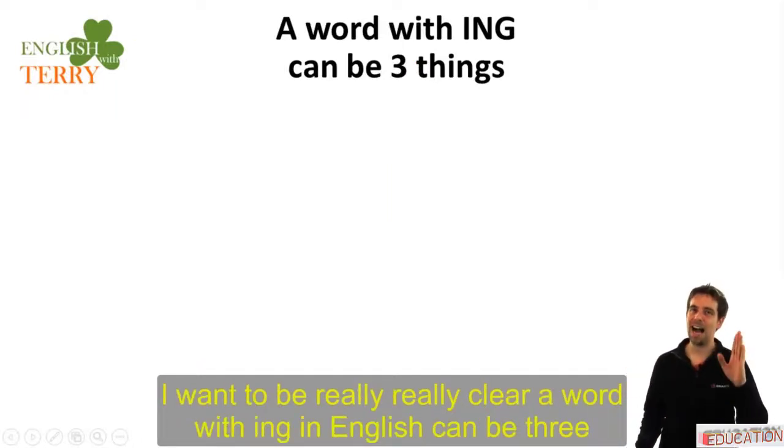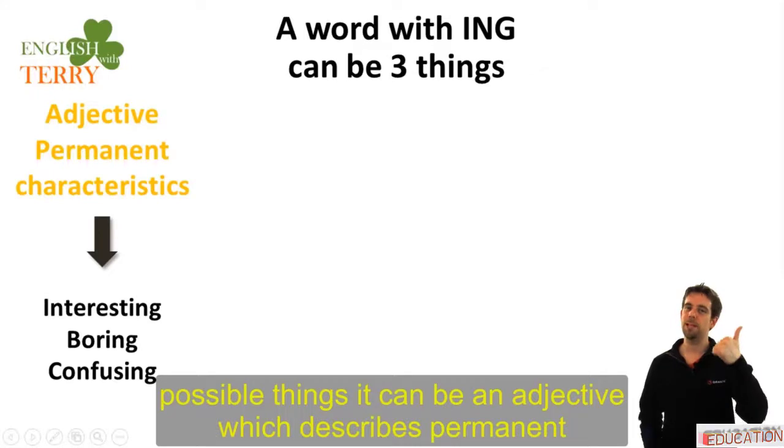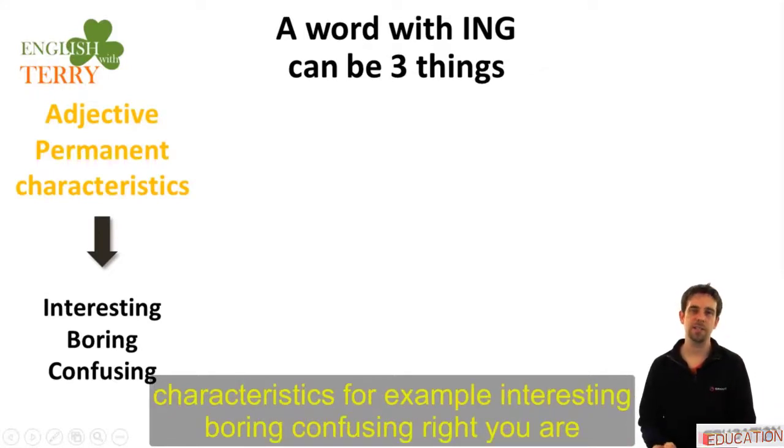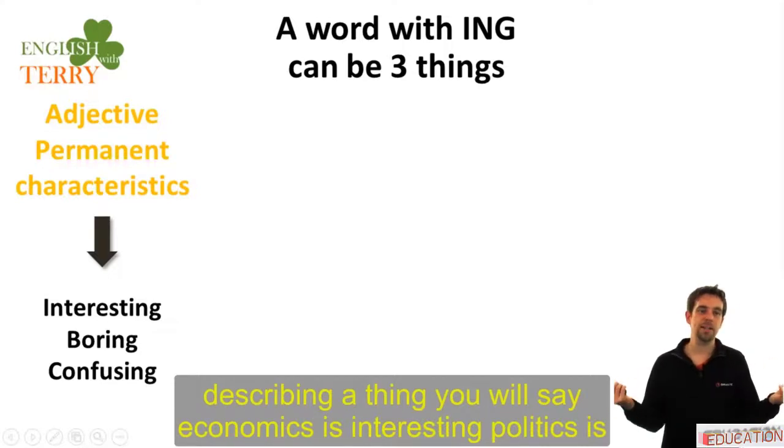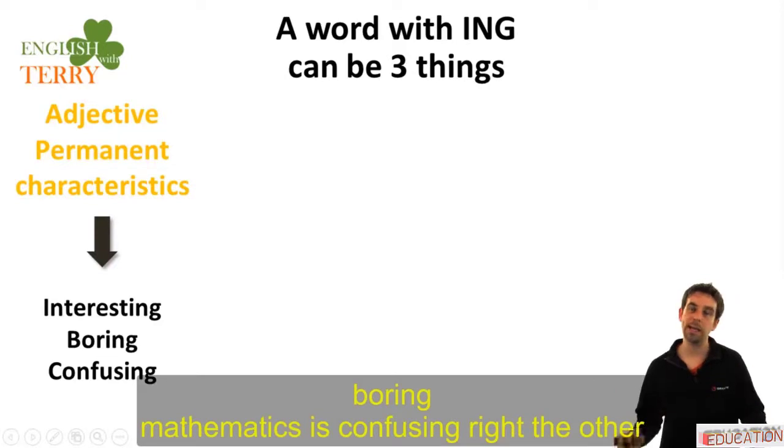A word with ing in English can be three possible things. It can be an adjective, which describes permanent characteristics. For example, interesting, boring, confusing, right? You are describing a thing. You will say, economics is interesting. Politics is boring. Mathematics is confusing, right?